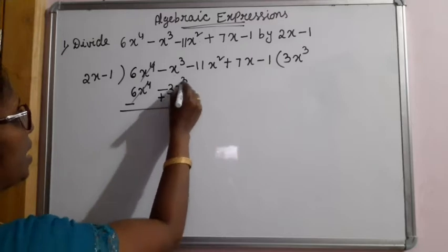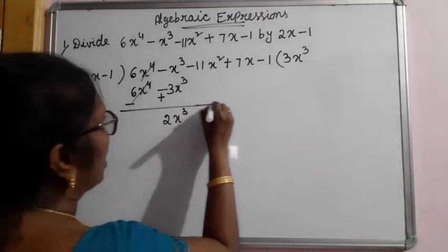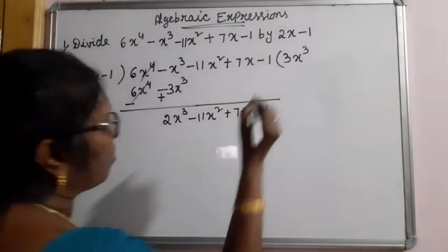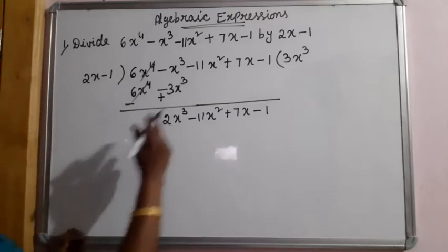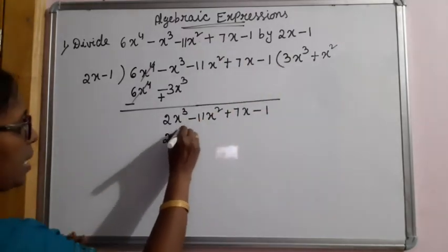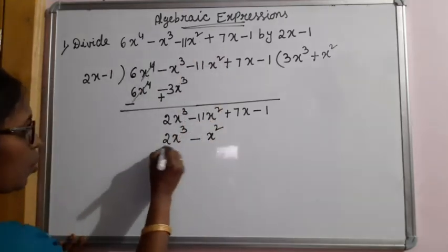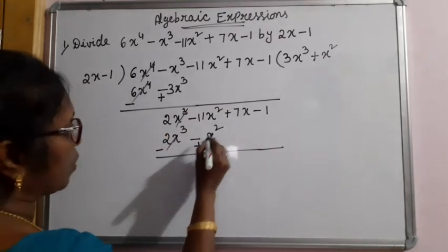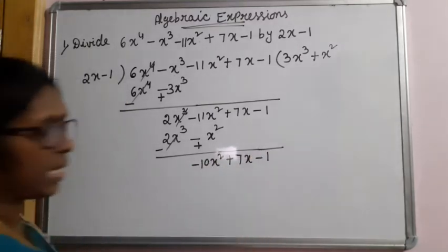Here minus x cube plus 3x cube is plus 2x cube, plus we may or may not write in the beginning. Now let us take the remaining terms: minus 11x square plus 7x minus 1. Now let us see here. Here is 2x, here is 2x cube. Both are plus, so plus only. And 2x into x square will be 2x cube. Minus into plus is minus. 1 into x square will be x square. So this is minus, this is plus. Again these two are cancelled. Minus 11x square plus x square is minus 10x square plus 7x minus 1.